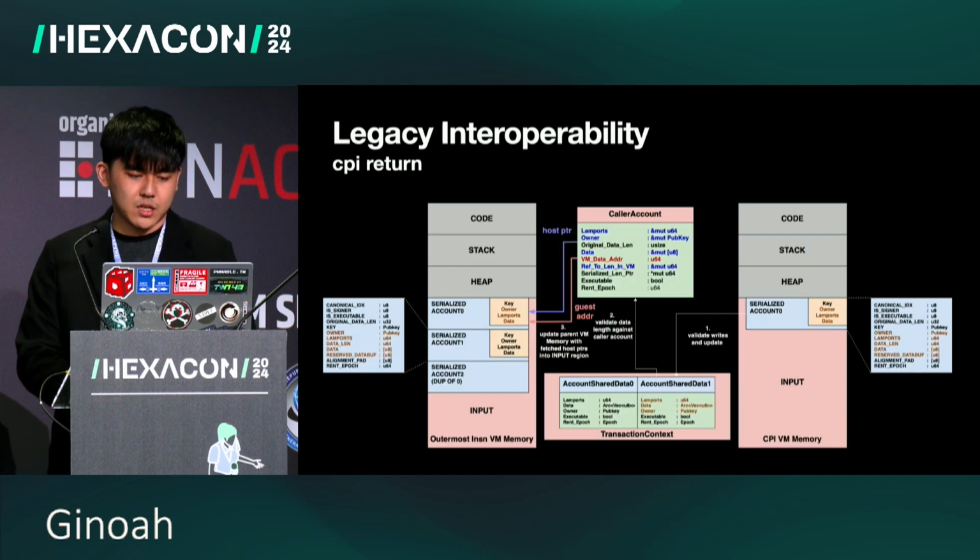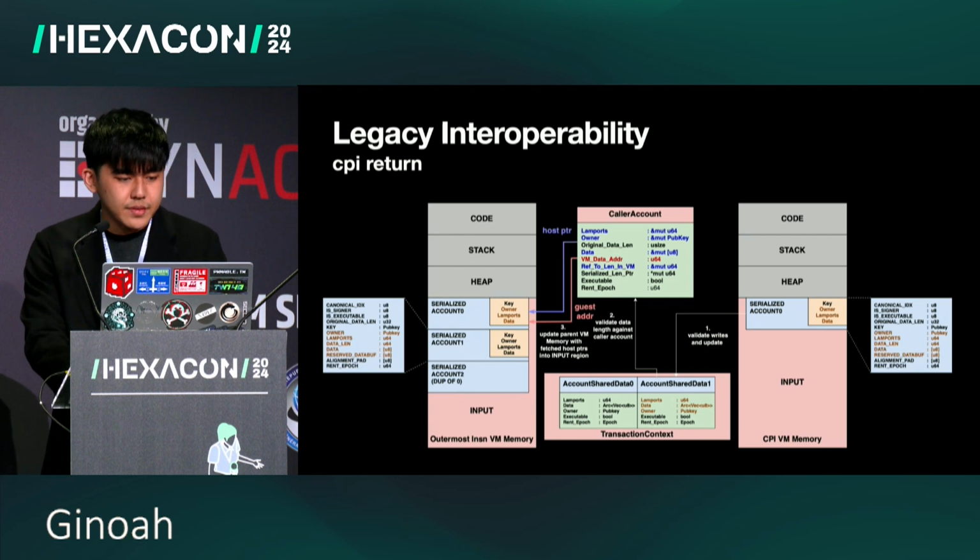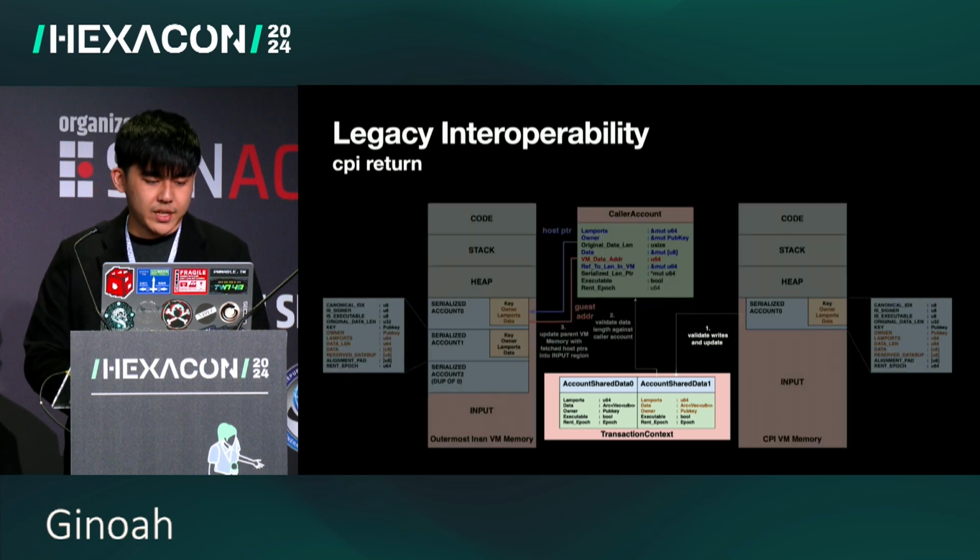Leaving the CPI scope is similar to finishing execution, except changes to account data must be written back into the parent program's VM memory to reflect their updates. Just like when exiting an outermost instruction, we retrieve the accounts from the VM memory, go through the validation rules again, and then write them back to account shared data.